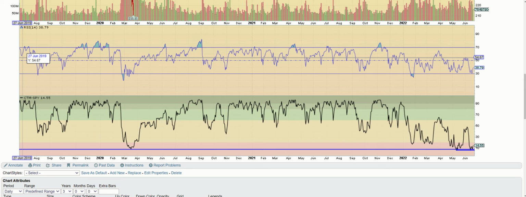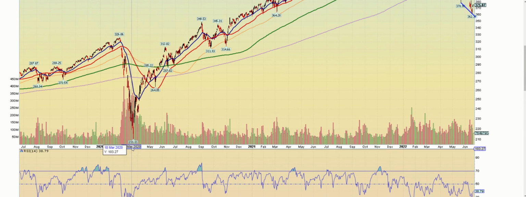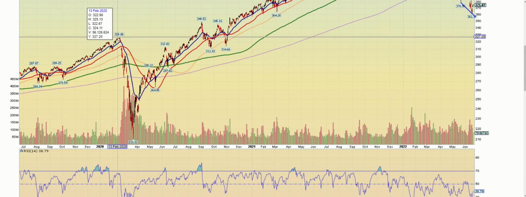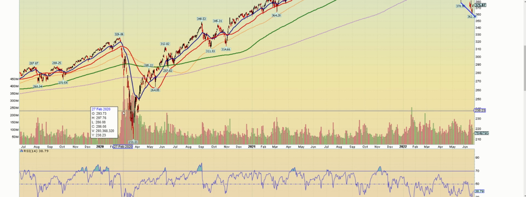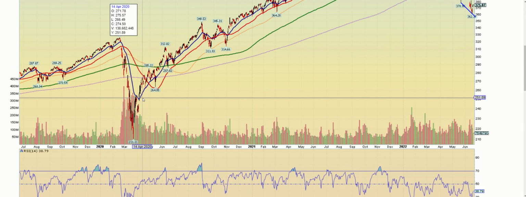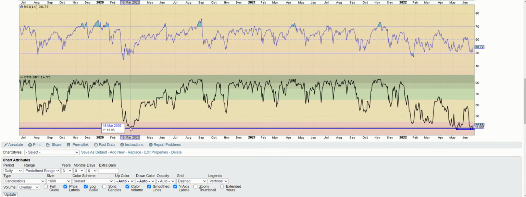But what I want to show you, look at this horizontal blue line that I put on right here. You see this low right here for the Chande trend meter? It is a low from March 2020. You see that? Remember the Corona collapse in March 2020? That's where the Chande meter got all the way down here.